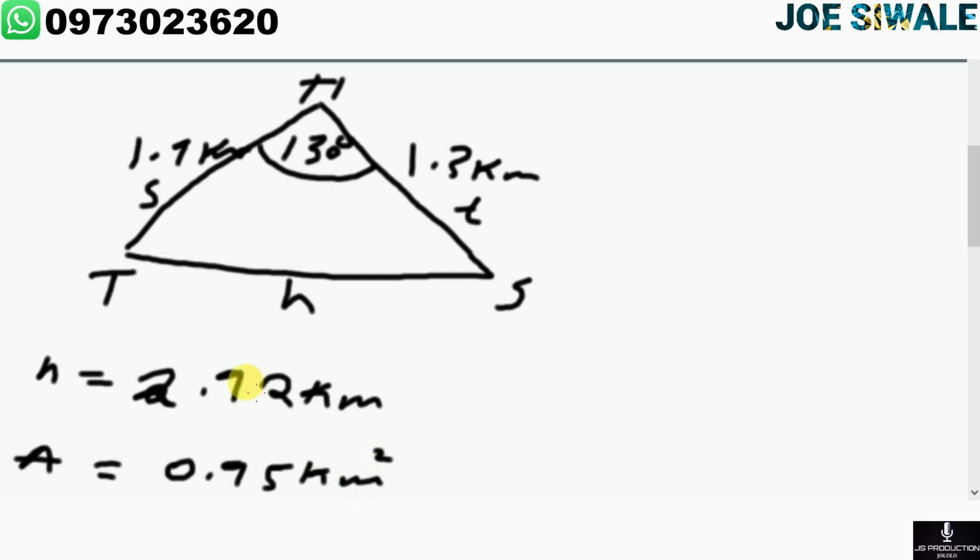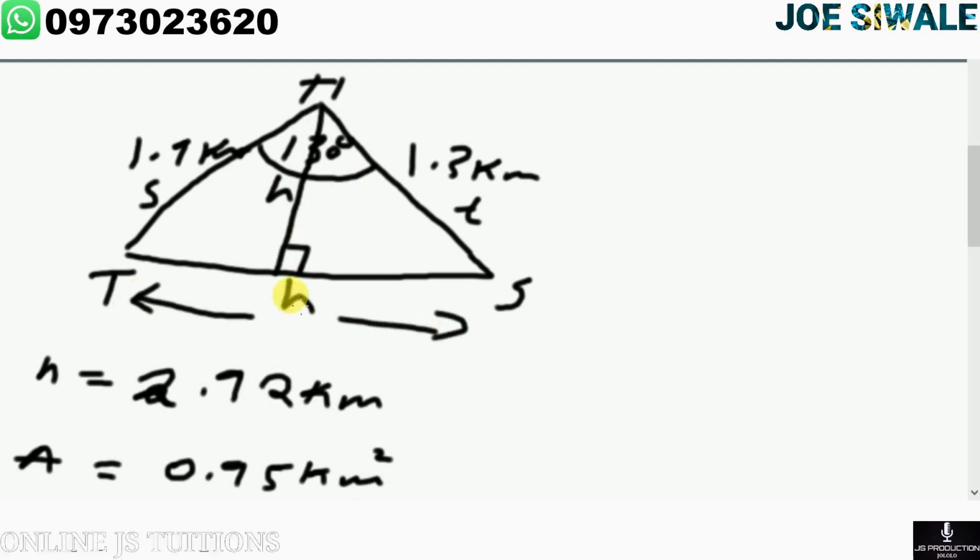So the shortest distance is this line here from H to ST. This forms a right angle triangle. So I'll make this as H, and if I draw the length here, which is TS, I'll make it B. So I'm going to say area is equal to half BH.